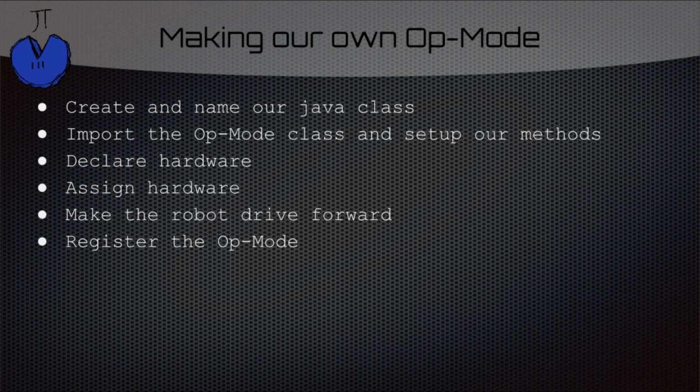So now we'll check to make sure that we've done everything we set out to do. So we did create and name our Java class. We named it Simple Drive opMode. We imported the class opMode, and we set up our methods init and loop. We declared the hardware. We made the empty containers. We made left wheel and right wheel. And then we assigned the hardware. We assigned it in the init method using the hardware map. And we made the robot drive forward in the loop method, but we also went a step further and made a variable to hold the drive power and reverse the direction of the right motor. And we also registered the opMode, so it will show up on the phone.